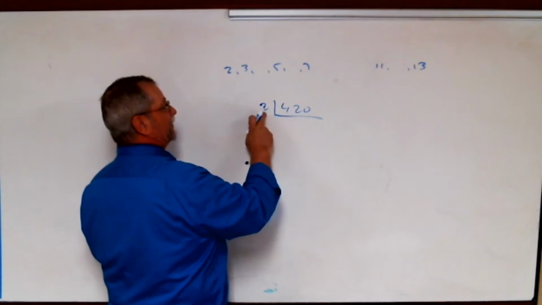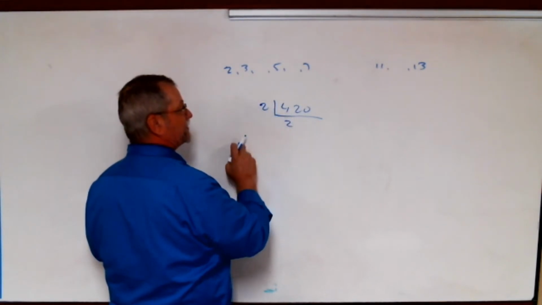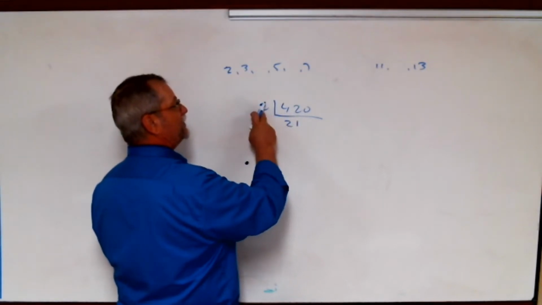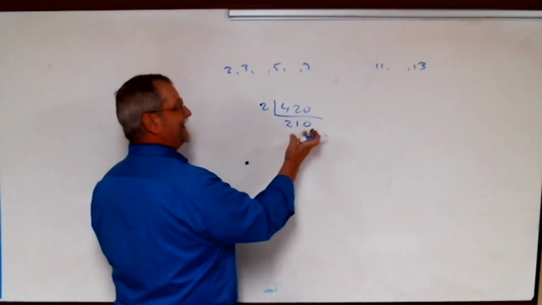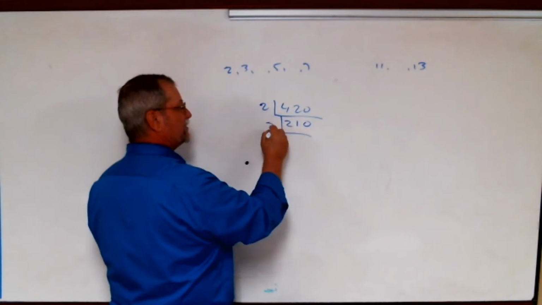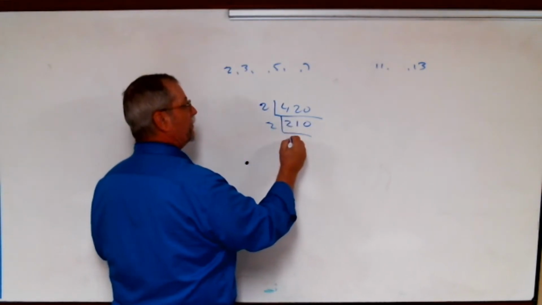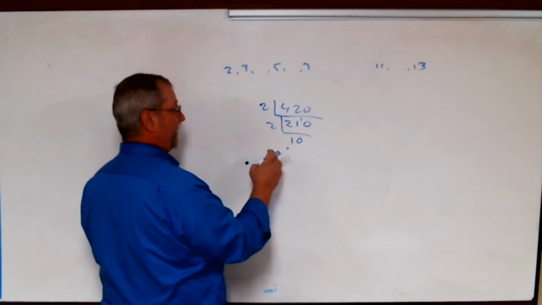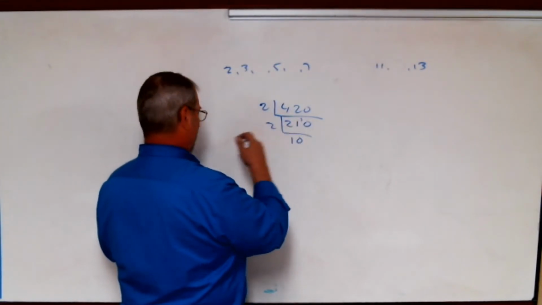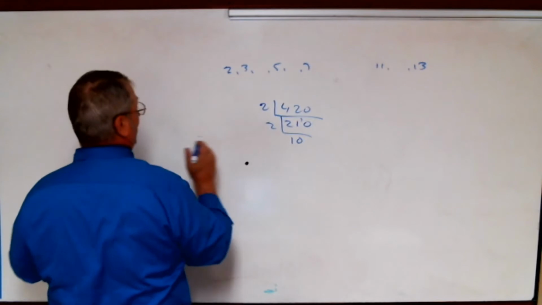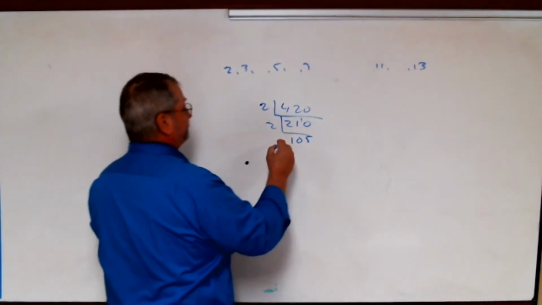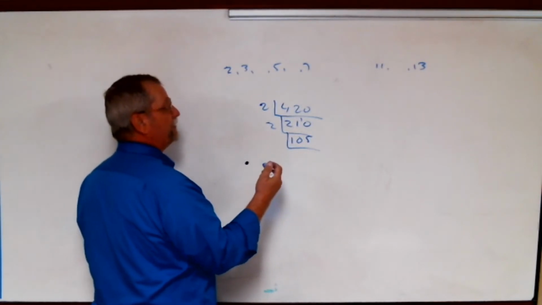You do it like this. 2 goes into 4 2 times. Just do one number at a time. 2 goes into 2 1 time. 2 goes into 0 0 times. It's still even, so I can still use 2. 2 goes into 2 once. 2 goes into 1 0 times, carry the 1. 2 goes into 10, excuse me, 5 times. I'm going to leave that on there because I can.